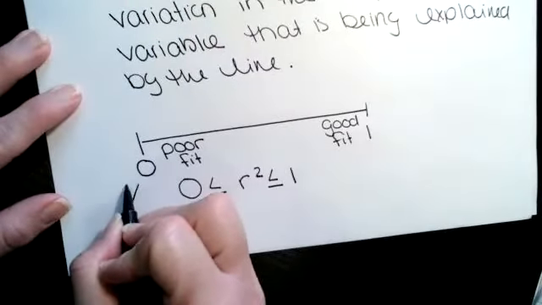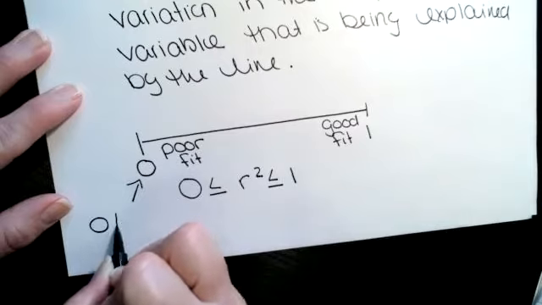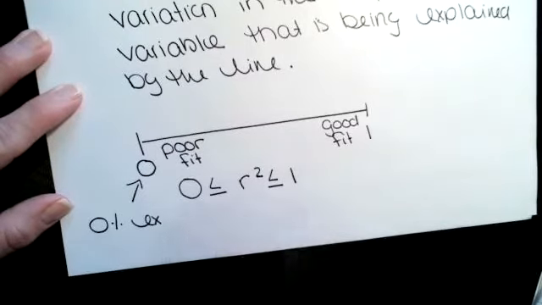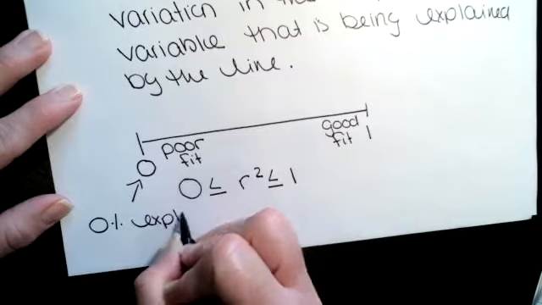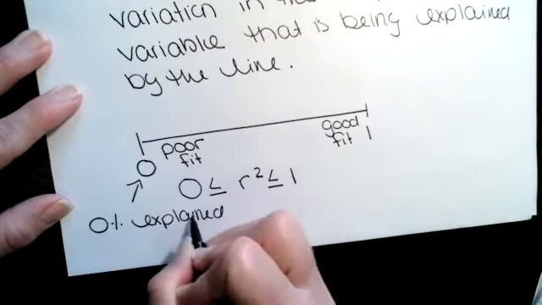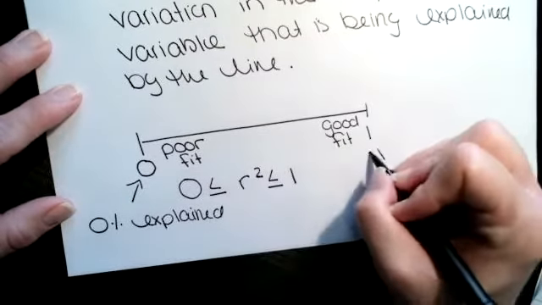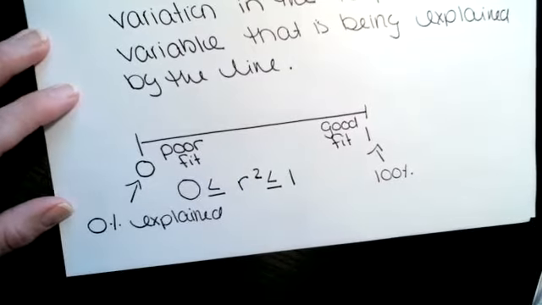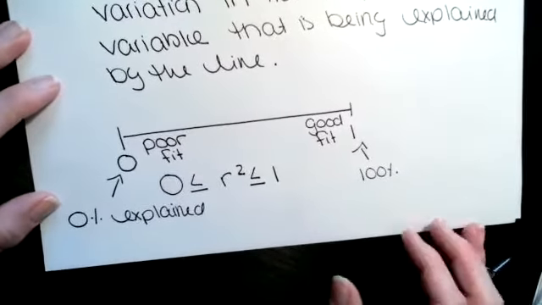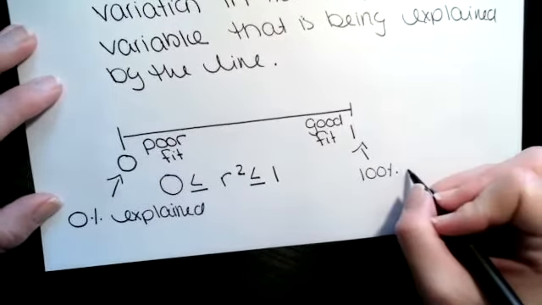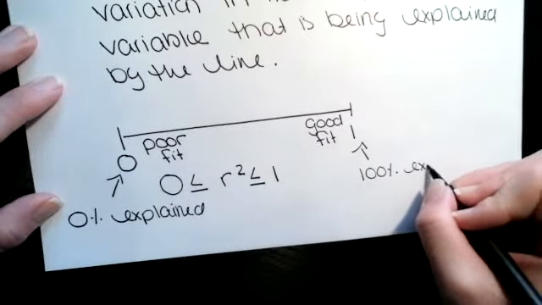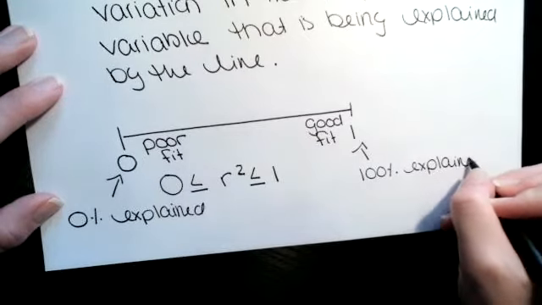So if I have a 0, that just means 0% is explained. So 0% of that variation in my Y is explained. And if I had a 1, what that means is 100%. So you're going to get a value between 0 and 1. You're going to change it to a percent. So 100% of the variation in my y variable is explained.